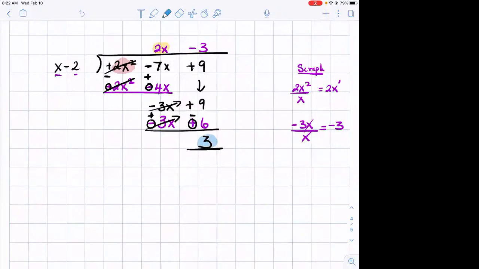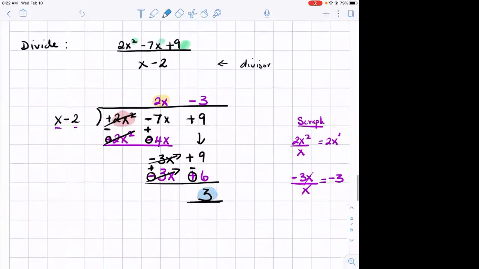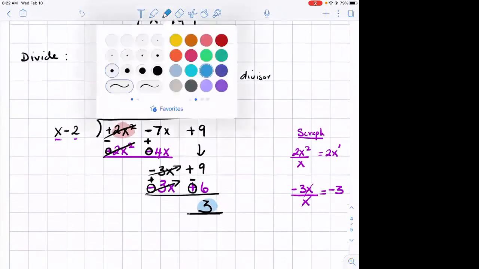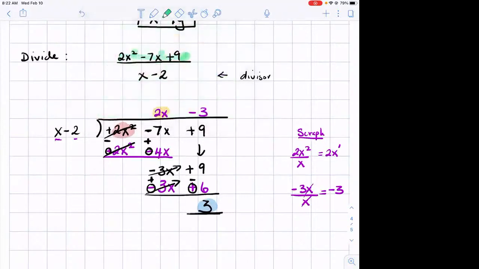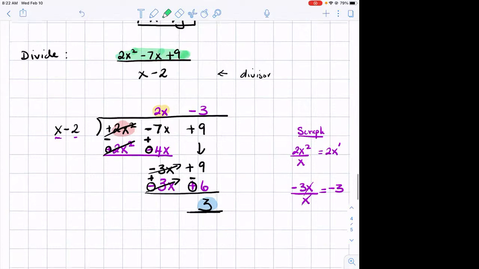Now, because you end up with a remainder, it means that the polynomial you started out with earlier could not be factored. If you had no remainder, it means that it could have been factored.